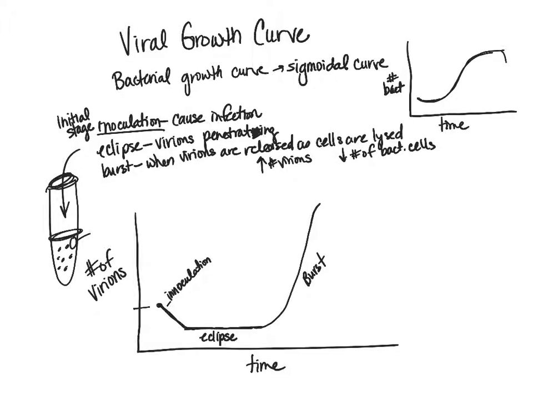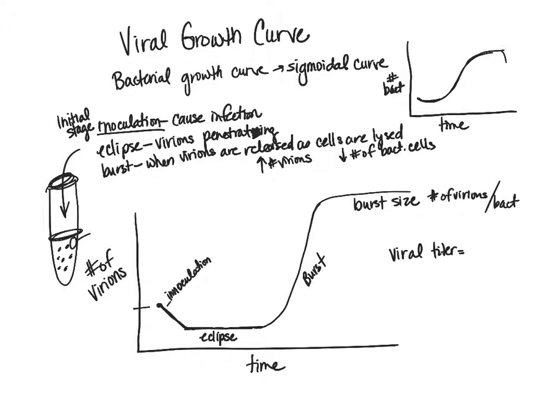Then what we have up here is called the burst size. And the burst size is the number of virions per bacterium. So this is the number of virions that are released per bacterium. So we can see this huge jump that levels off. That's the burst size. We can also measure what's called the viral titer.